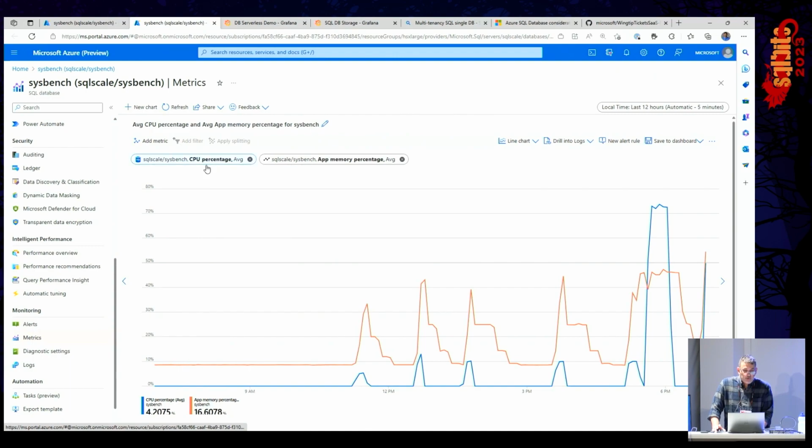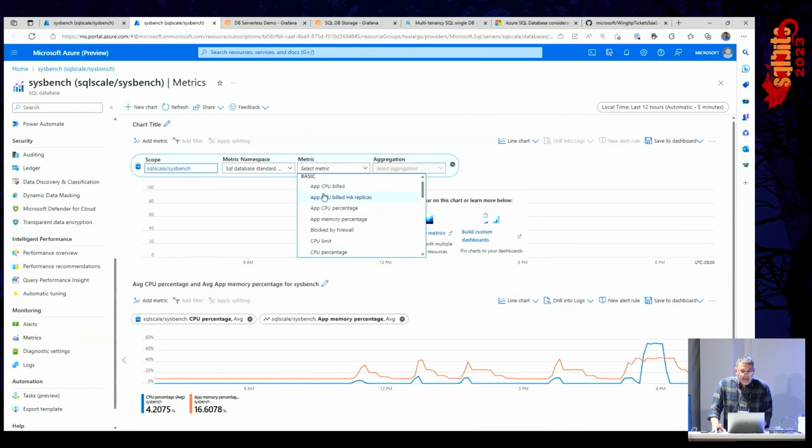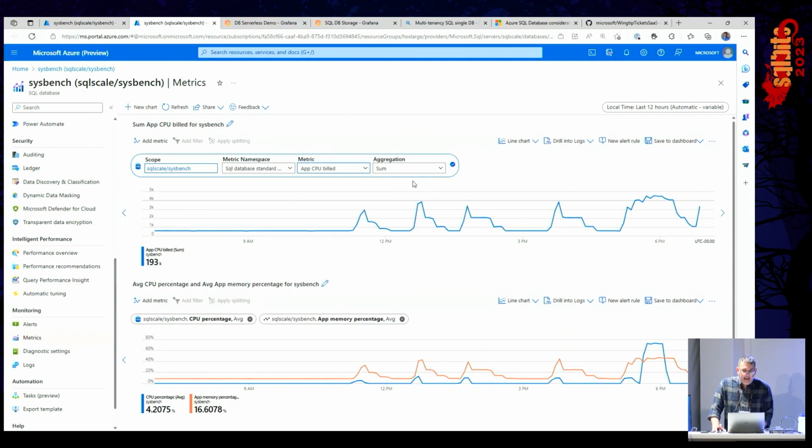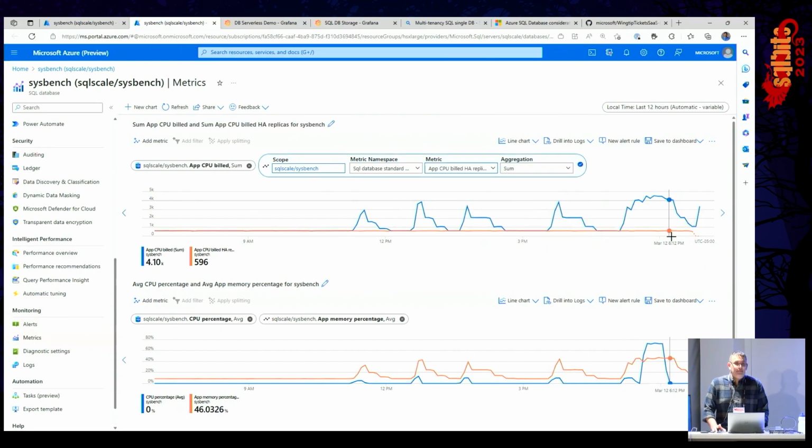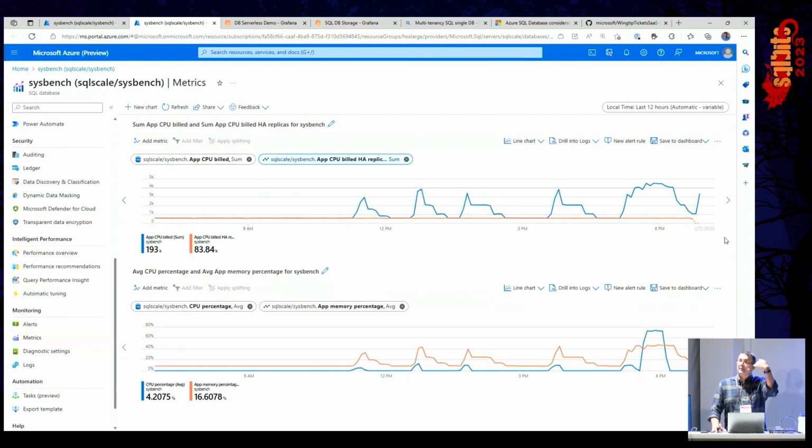One more thing I wanted to show you on the dashboard is, here is resource usage. We've seen this. This is the same metrics that we have. You can add charts for, there are two things, app CPU bill and app CPU HA bill. App CPU bill HA replicas, right? So those give you the billing across the HA replicas and the primary.